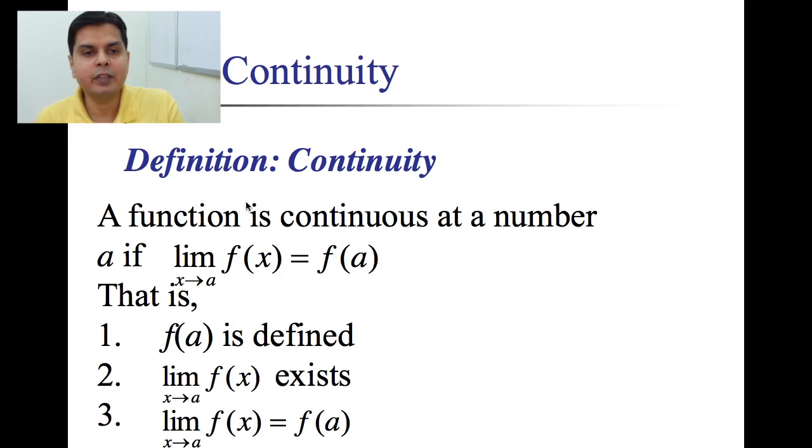Why? Because we had seen that a function is continuous at a number a if and only if the limit as x tends to a of f(x) is equal to f(a). So the three conditions are the same: the function f(a) has to be defined, this limit has to exist, and this limit is equal to f(a).